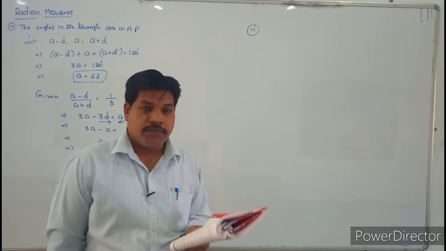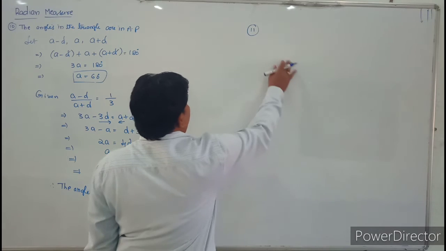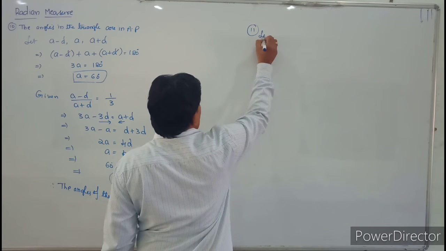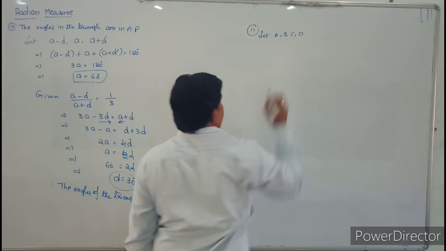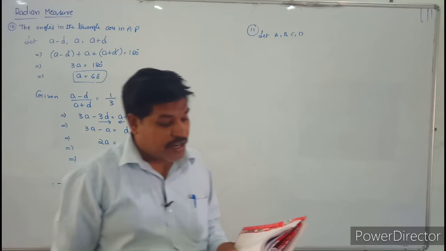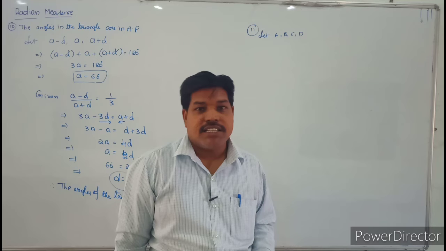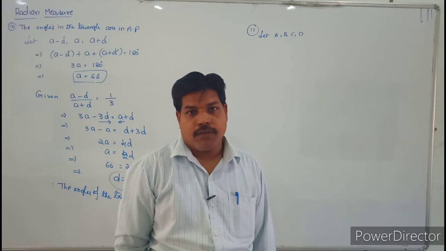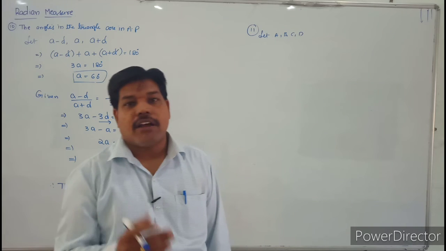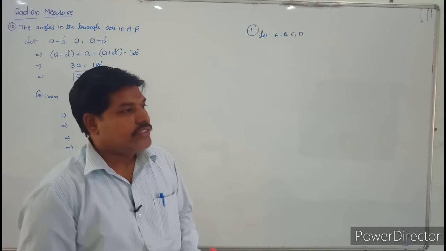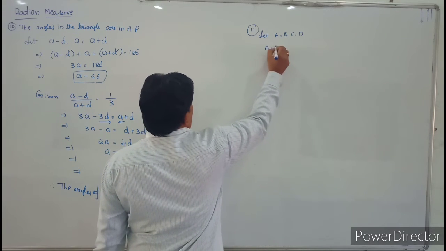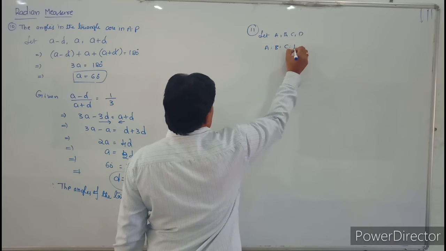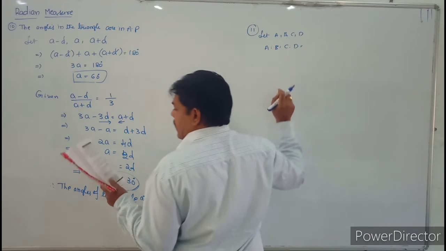So how to solve this one? I will take, let A, B, C, D be the angles in the quadrilateral. What I am taking is that A, B, C, D are the angles in the quadrilateral. They have given a condition. A is to B is to C is to D is equal to, what is the ratio they have given, students?